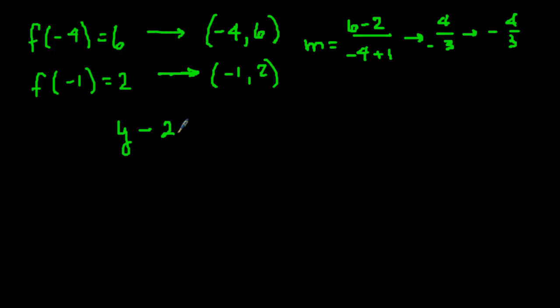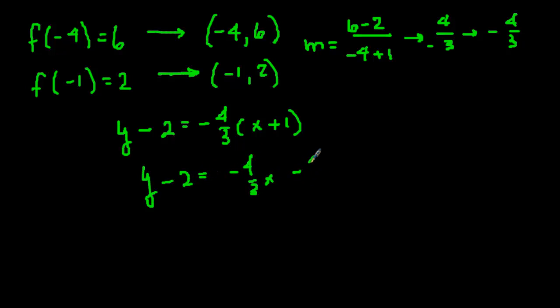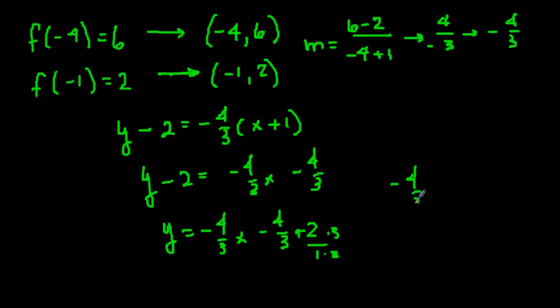So y minus the y-coordinate is equal to my slope times x minus the x-coordinate. I'm then going to need to distribute. And then I'm going to add 2 to both sides. And now this needs to be a fraction with a 3, so I'm going to have negative 4/3 plus 6/3. And so that's going to be 2/3.